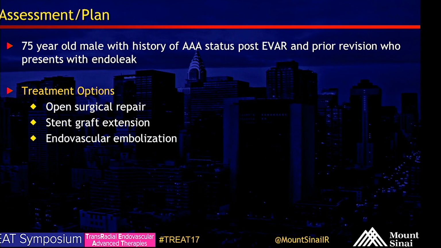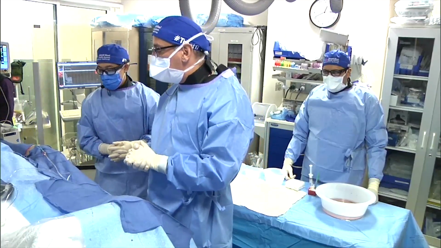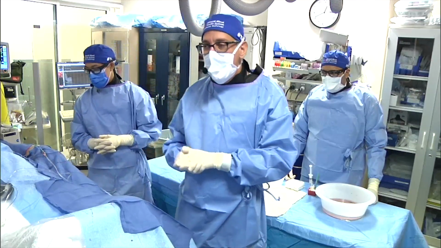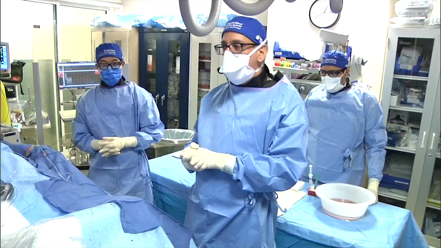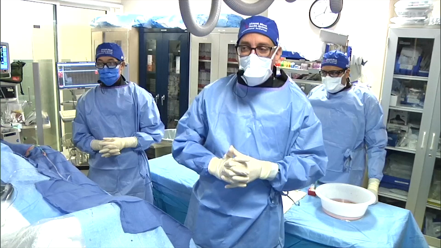Next slide. So in summary, our patient has a history of AAA status post EVAR requiring revision and presents with endoleak. And we today have started with a diagnostic arteriogram from a transradial approach. We have radial access with a 6 French Slender sheath, and we put down a Jackie radial catheter. What I'm going to do now is show you the diagnostic angiogram.